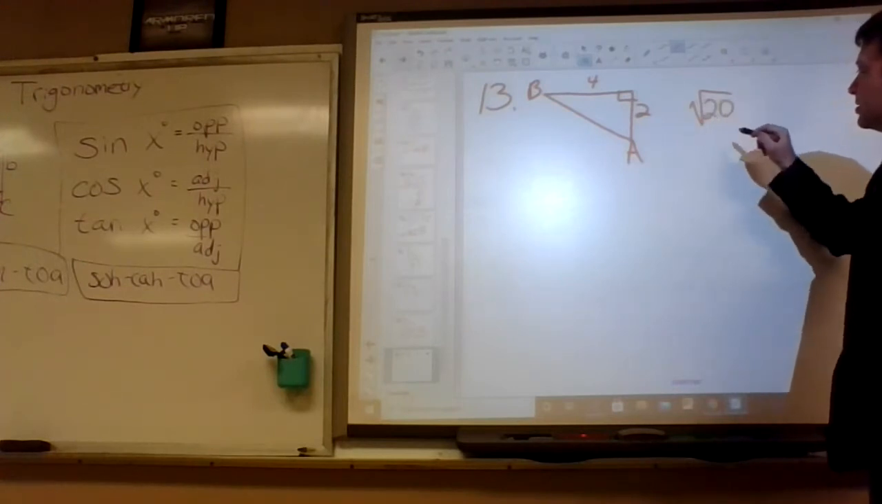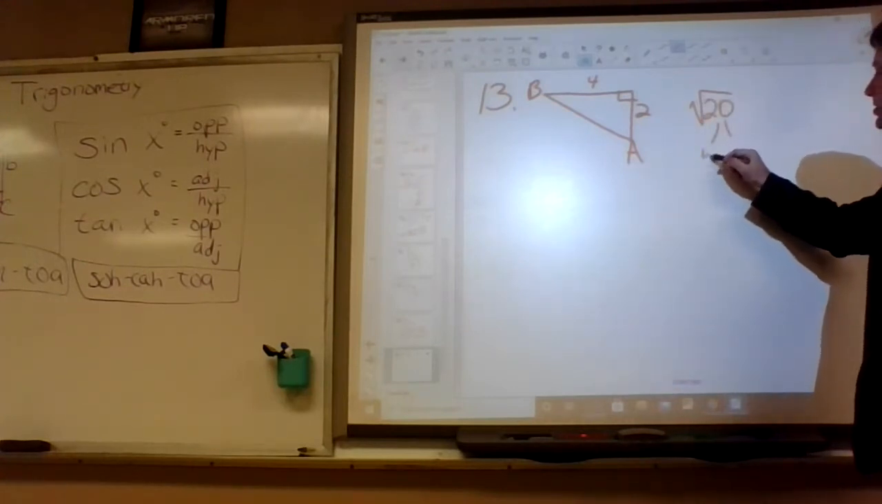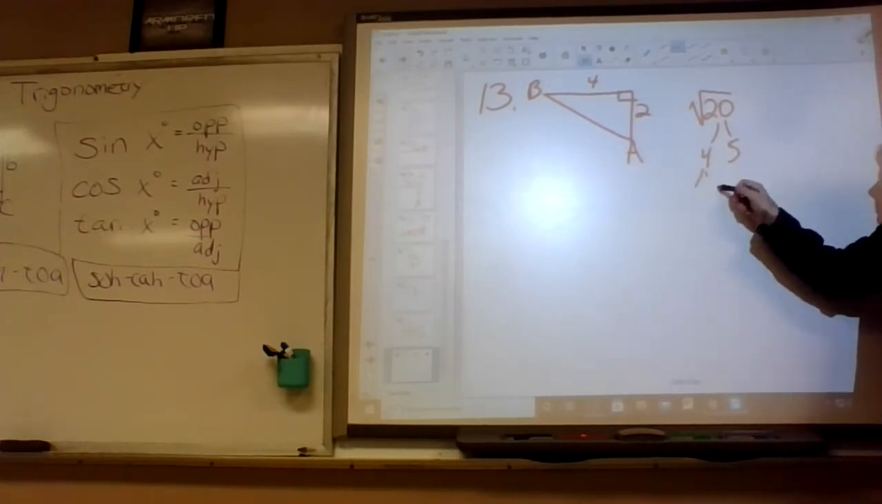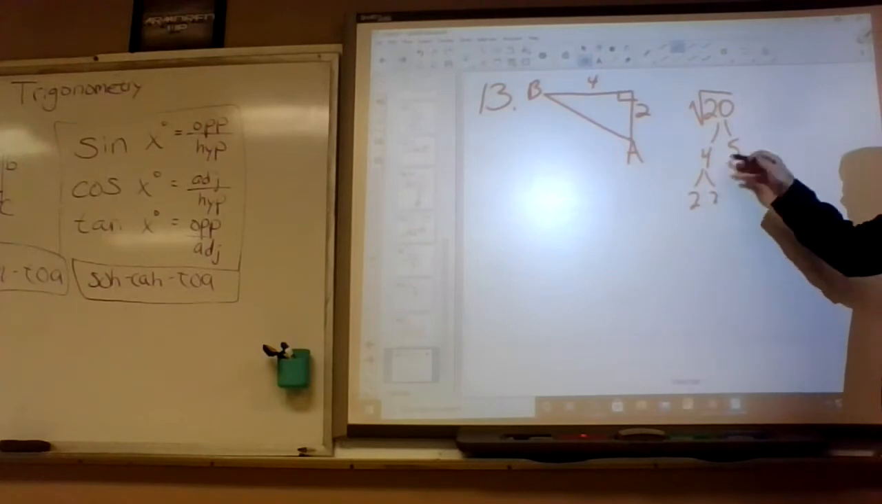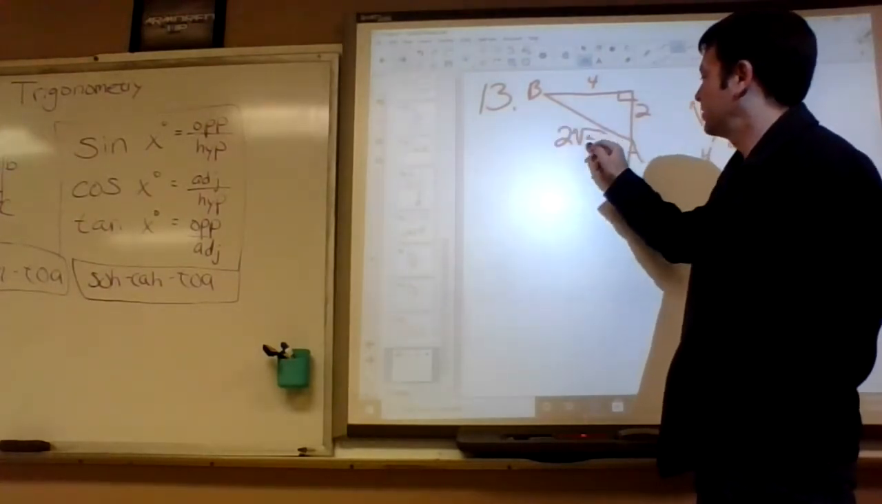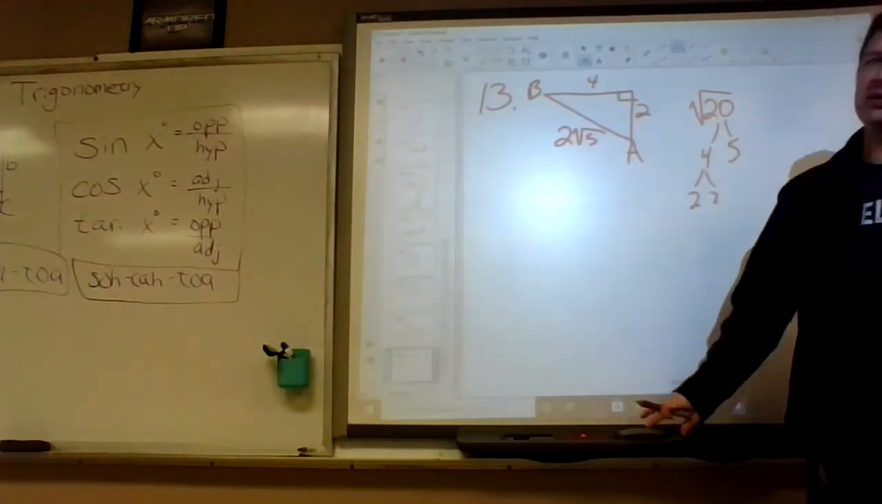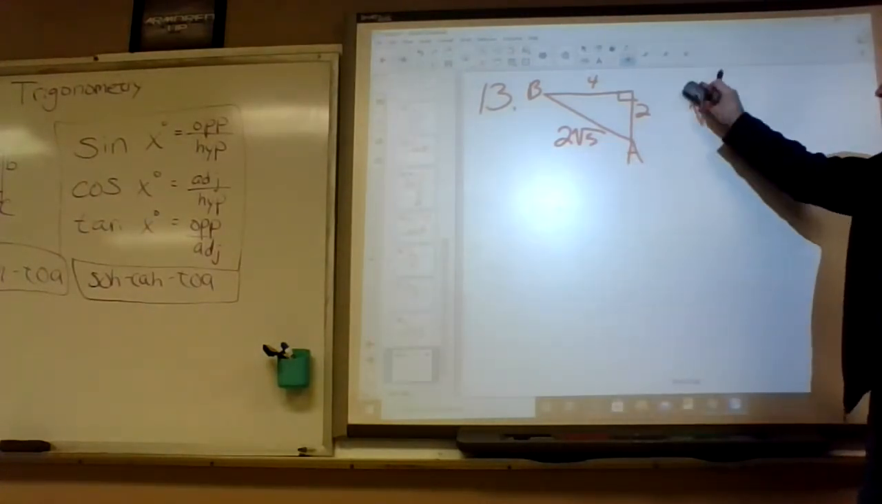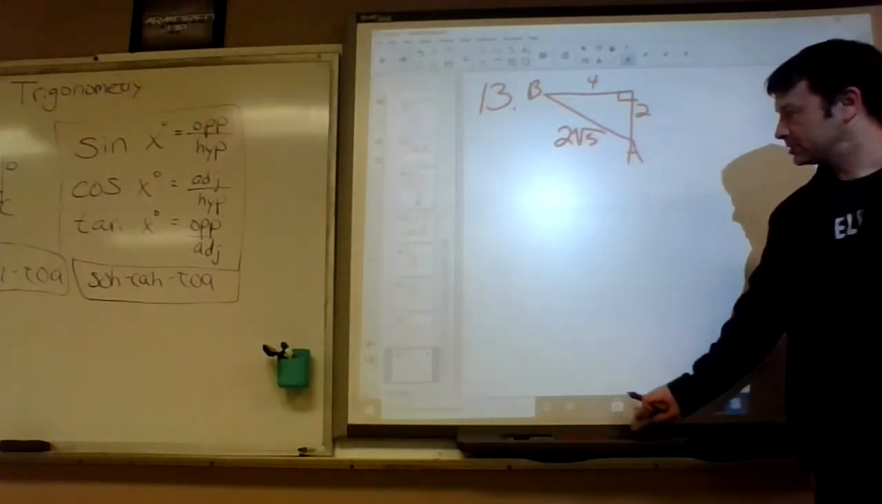20 doesn't square root. The square root of 20 is basically 2 square root of 5, right? The square root of 4 is 2. So 2 square root of 5. So it's the square root that makes it messy. That's what makes it a little bit harder than the last one. We're going to have square roots all over the place.